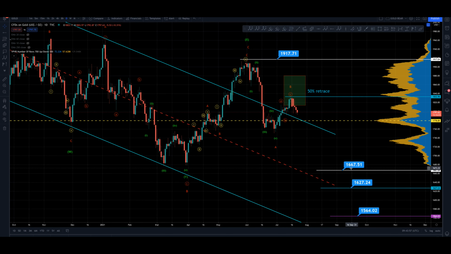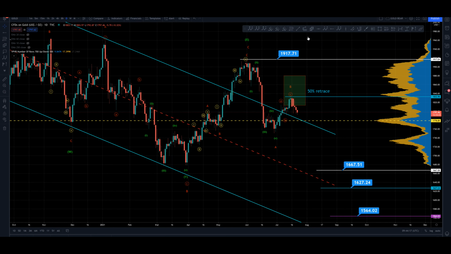The white line is parity with the A at 16.67. The blue line is the 123.6 at 16.27. Did I say 2.7? I meant 6.7 back here, 2.7, and then the 1618 is 15.64. So these are the possible extensions if we completed a wave B. 5 here, 3 here, 5 here, like that.